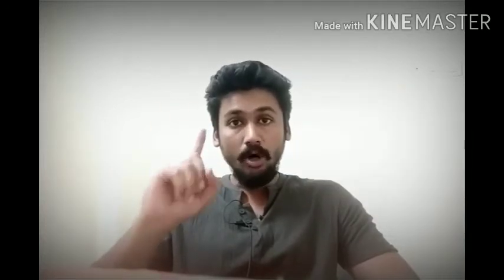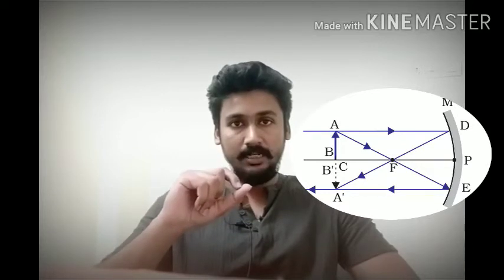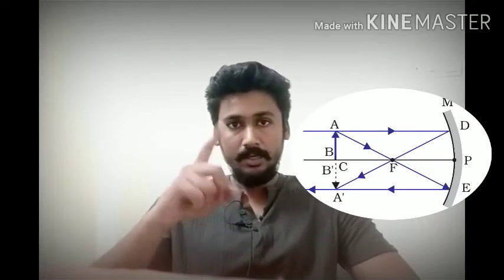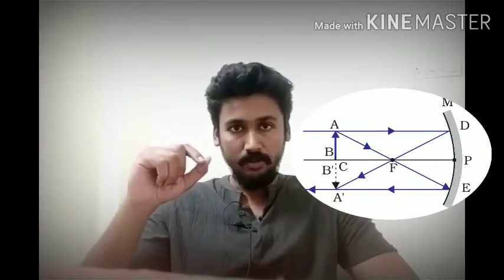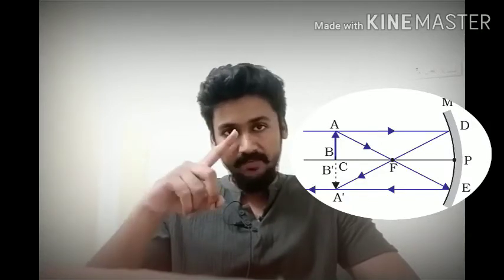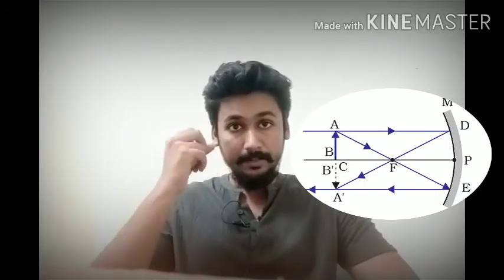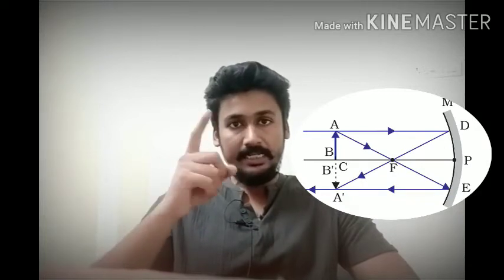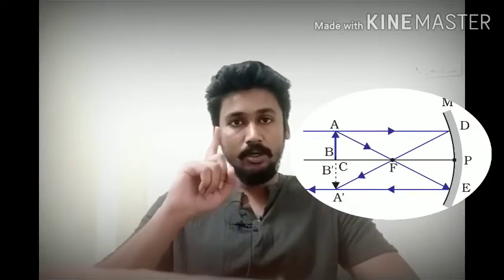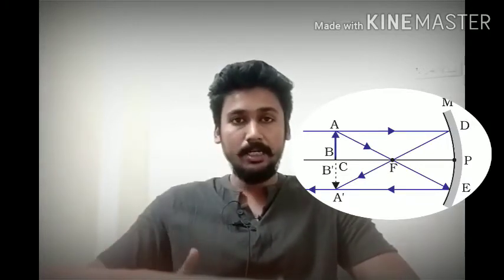Third case, when the object is placed on the center of curvature. So if we place the object on the center of curvature, this is the ray diagram. First ray we draw parallel to the principal axis. After reflection it will pass through the focus. Second ray again we draw passing through the focus. Correct? And after reflection it will go parallel to the principal axis. You can see where they are intersecting. You will find that the image is formed exactly on C. So the position of the image is at the center of curvature.